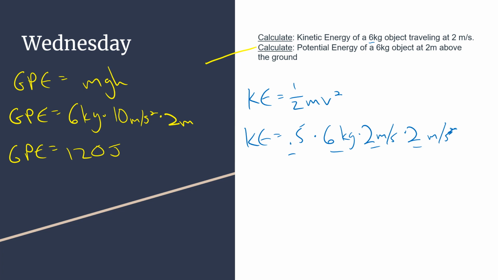0.5, so that's 1/2 mass velocity. All right, so just do the math real quick. And again, this one's also pretty simple. You can do this in your head. 0.5 times 6 is going to be 3. And then 2 times 2 is 4. So 3 times 4 is 12 joules for my answer here for this question.